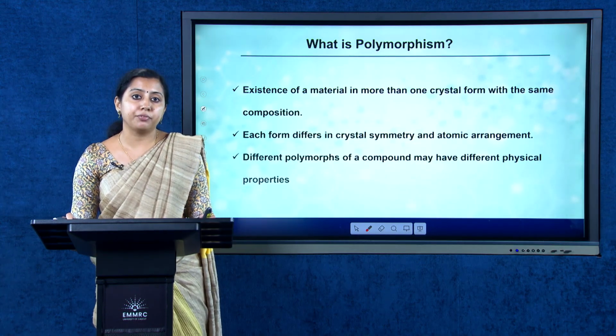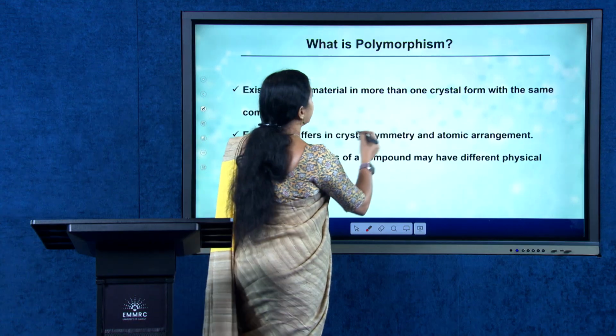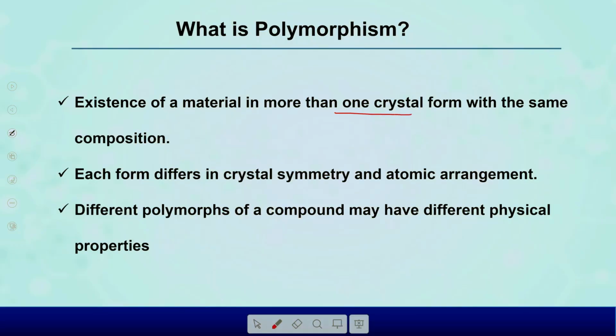Polymorphism can be defined as the existence of a material in more than one crystal form with the same composition. That is, a crystalline solid can exist in different crystalline structures or crystalline forms with the same chemical composition. Such crystalline forms are called polymorphs. So, each crystalline structure with the same chemical composition is called a polymorph and the phenomenon is called polymorphism.